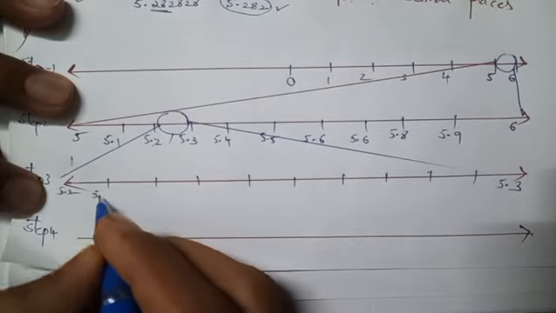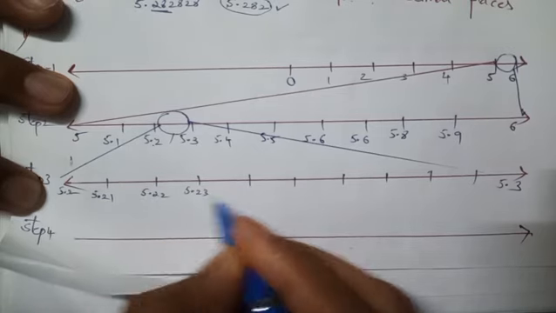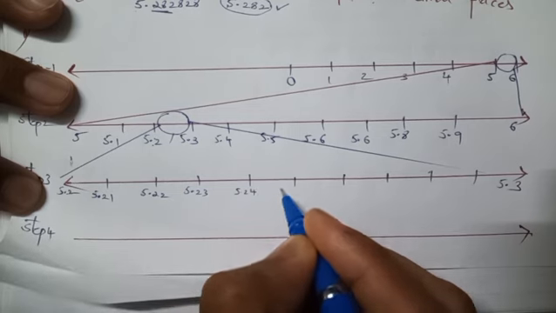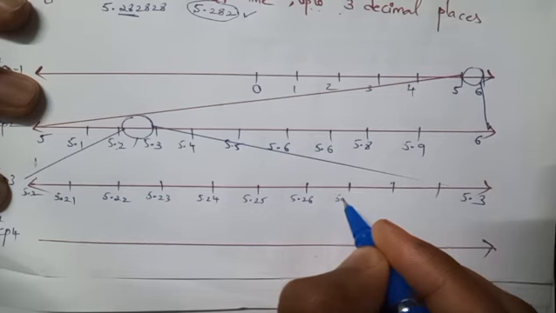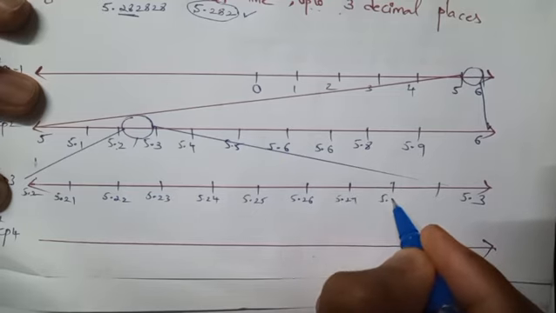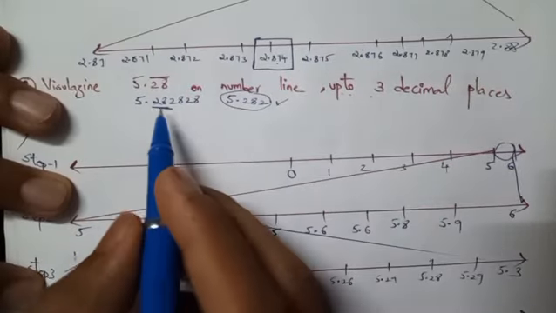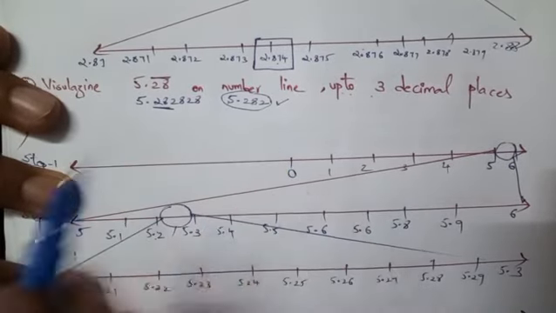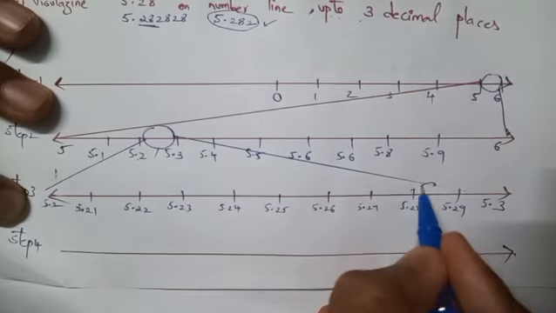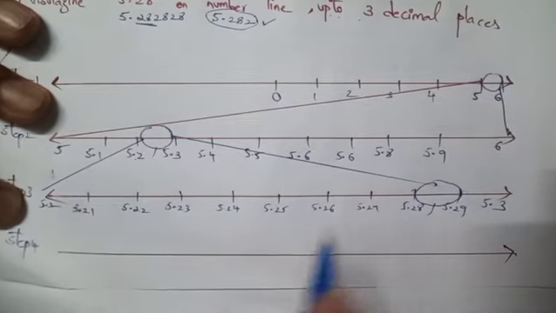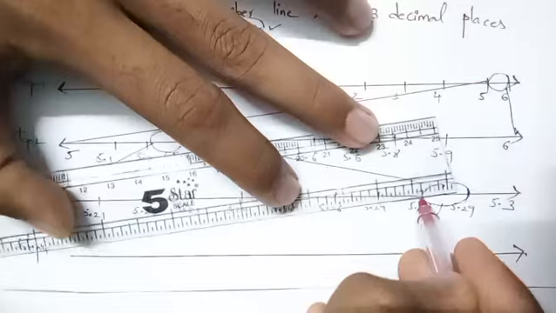5.21, yes, 5.21, 5.22, 5.23, 5.24, 5.25, 5.26, 5.27, 5.28, 5.29. So what is it? 5.2, 5.28. So where is 5.28? 5.28 is here. Keep magnification here. Now let's magnify again.